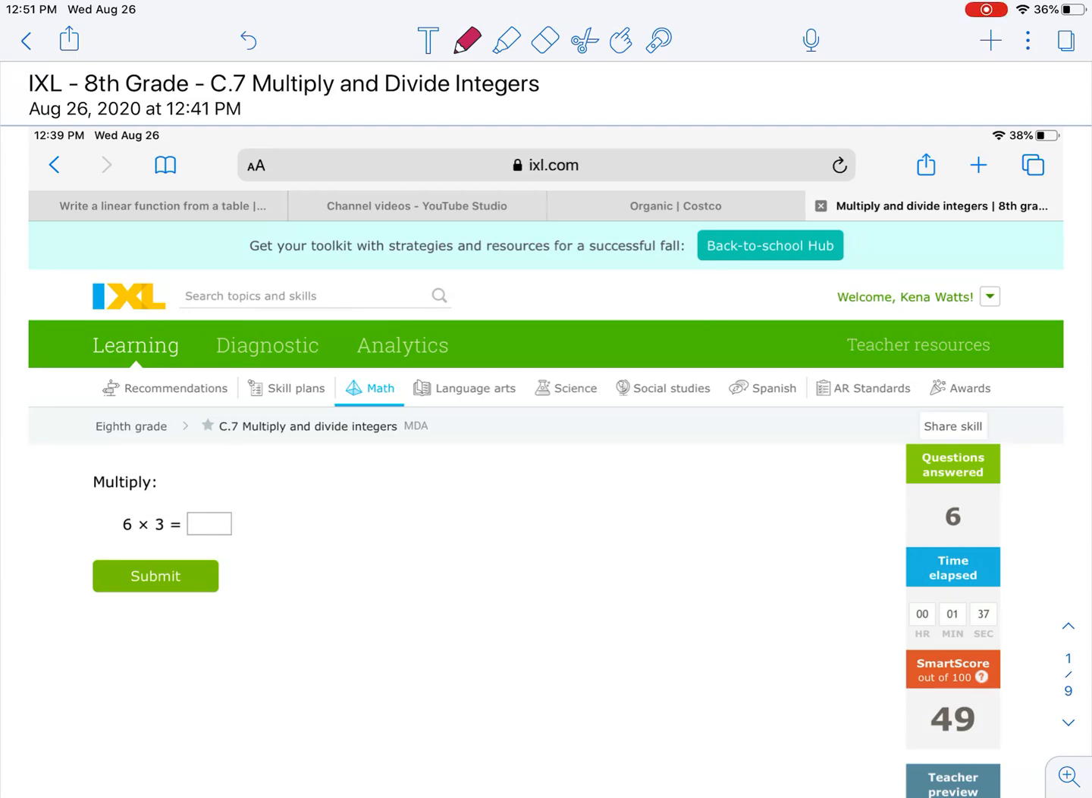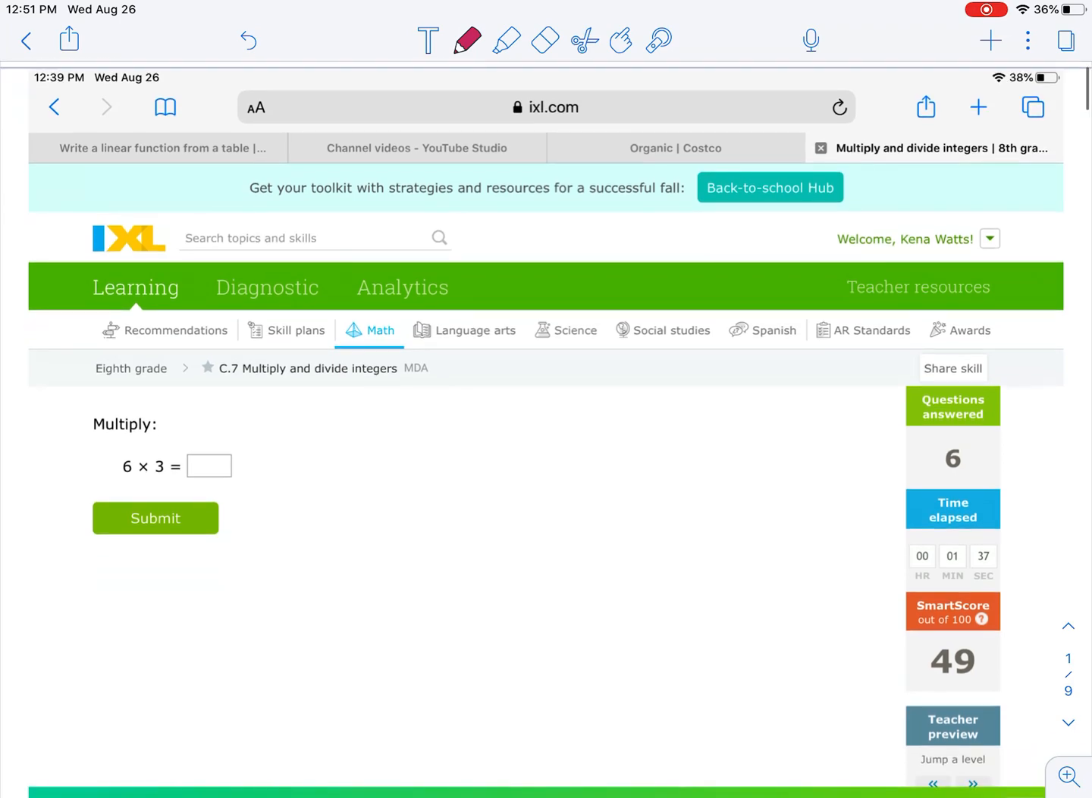It is time to review multiplying and dividing integers. We're going to start off real nice and easy with 6 times 3. 6 times 3 is 18.